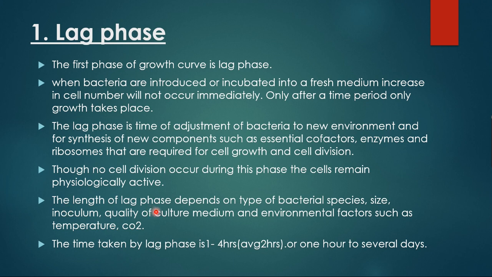Next, the length of the lag phase depends upon the type of bacterial species. That means how much time it takes to adjust depends upon the bacterial species, size, inoculum, quality of culture medium, and environmental factors such as temperature, carbon dioxide, all these things. The average time taken by the lag phase will be 1 to 4 hours, or sometimes approximately 2 hours, but it may even range from 1 hour to several hours. So this is how the lag phase is just trying to adapt the bacterial cells to the growth conditions that they have.